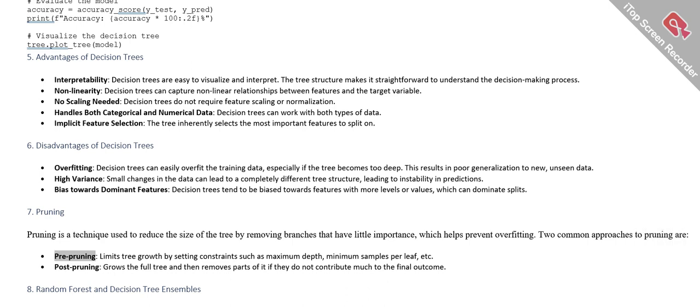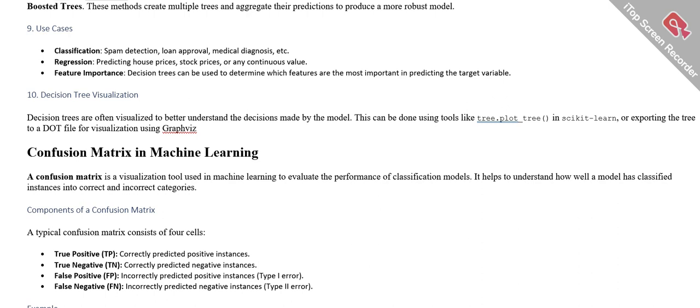2 common approaches to pruning are: pre-pruning, which limits tree growth by setting constraints such as maximum depth, minimum samples per leaf, etc. Post-pruning, which grows the full tree and then removes parts of it if they do not contribute much to the final outcome. 8. Random forest and decision tree ensembles.